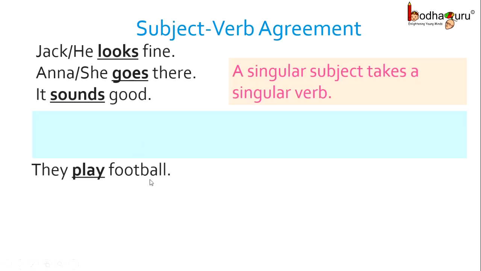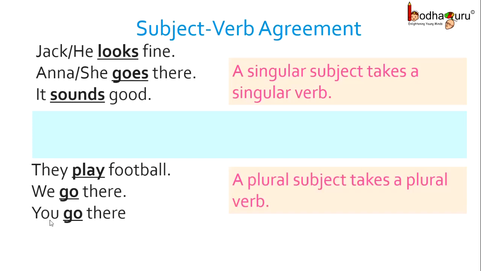They play football. Now here the subject is in plural form. We go there. You go there. Here again we are talking about you in plural form. So what do we see? In general, a plural subject takes a plural verb.